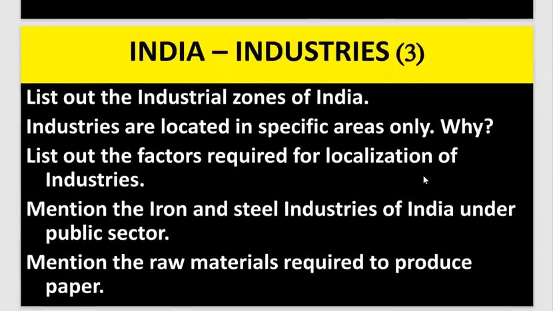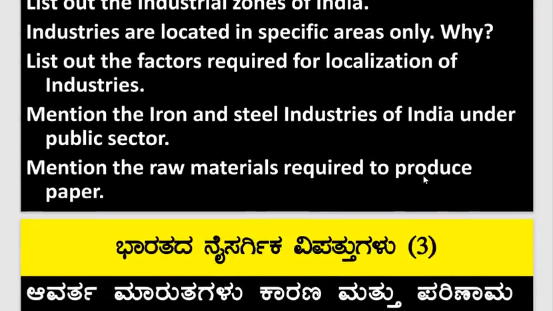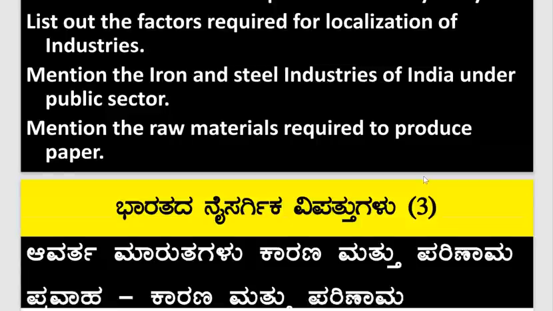List out the industrial zones of India. Industries are located in specific areas only. Why? List out the factors required for localization of industries. Mention iron and steel industries of India under public sector. Mention the raw materials required to produce paper.